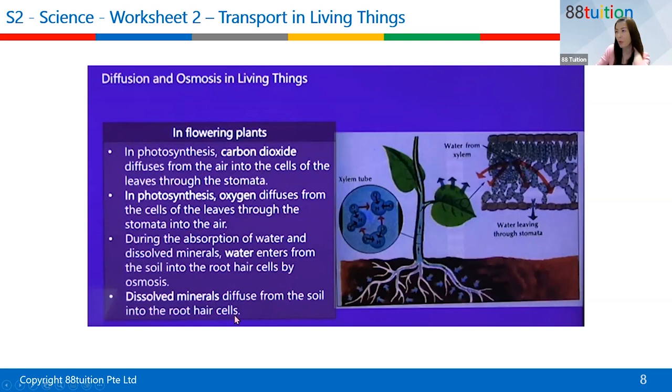Just now I mentioned, for osmosis, only the small solute particles can move through the membrane. So these dissolved minerals are small enough to pass through the membrane. Is it okay?